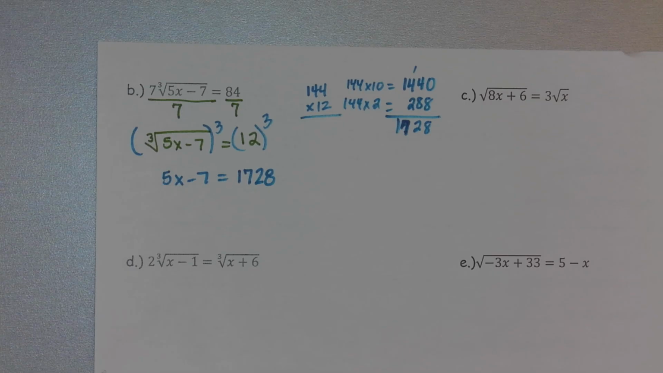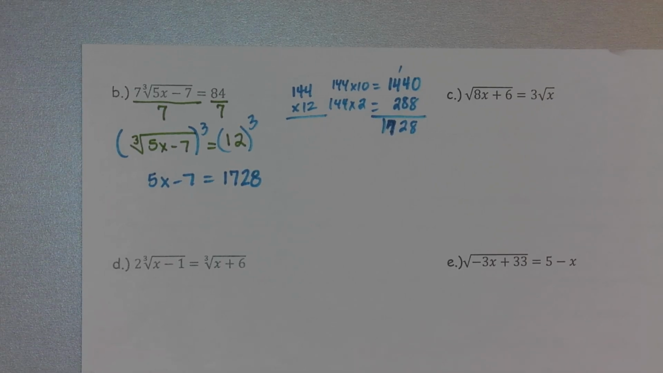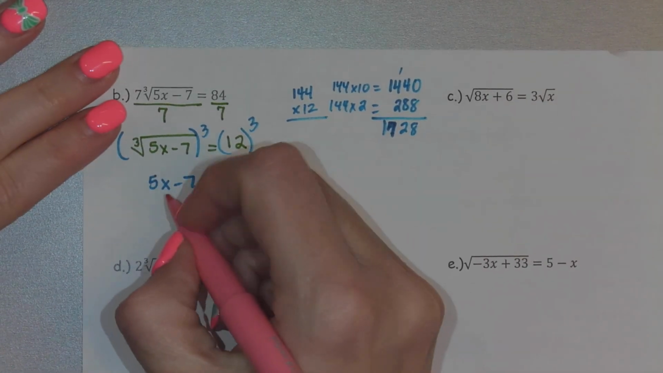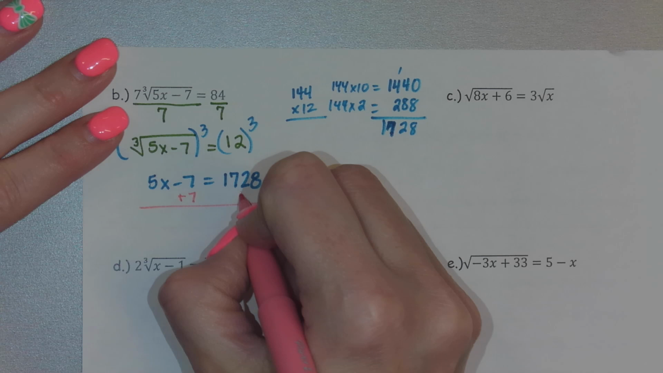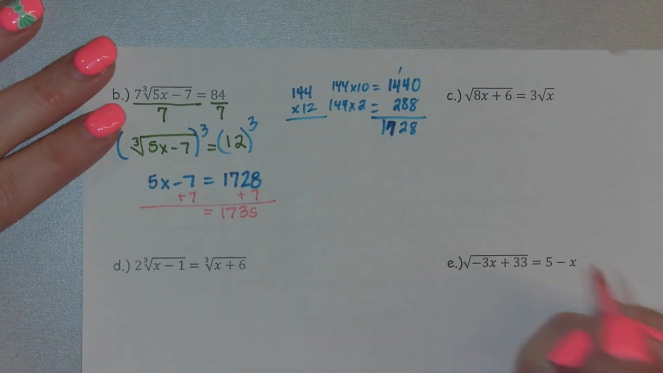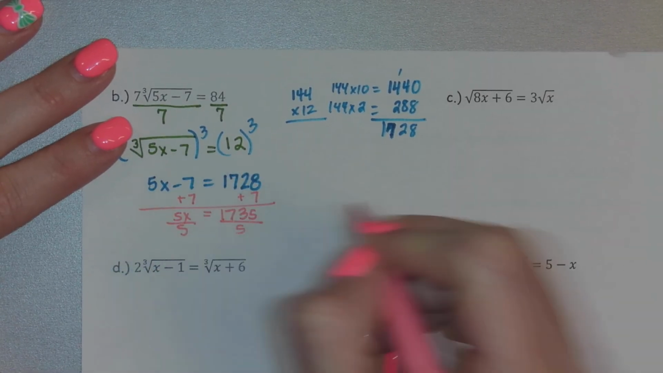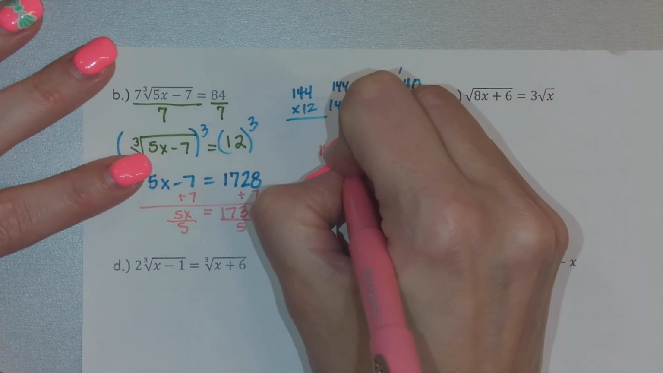Okay, and then from there, you're just going to solve. So add 7, divide by 5. So 28 plus 7 is just 35, right? Okay, so we just have to divide this by 5. We can do that.